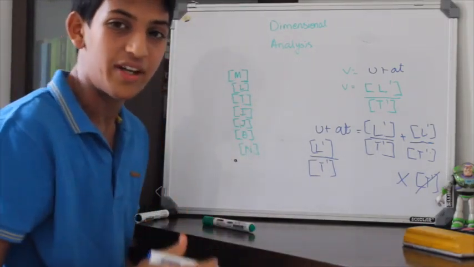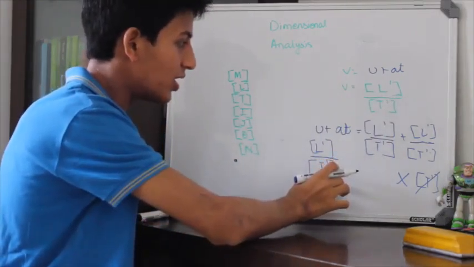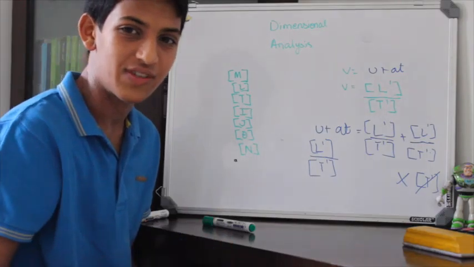So that's what dimensional analysis is. We basically compare the two sides of an equation and check whether the equation is feasible or not.